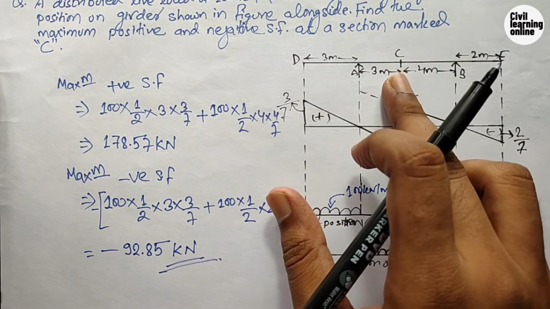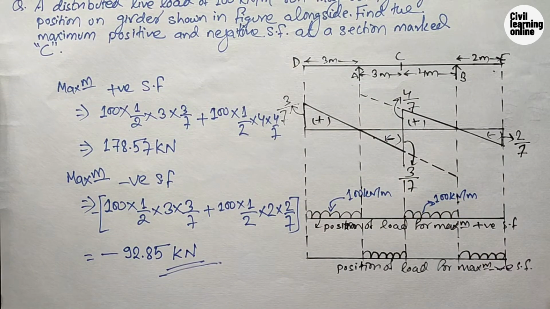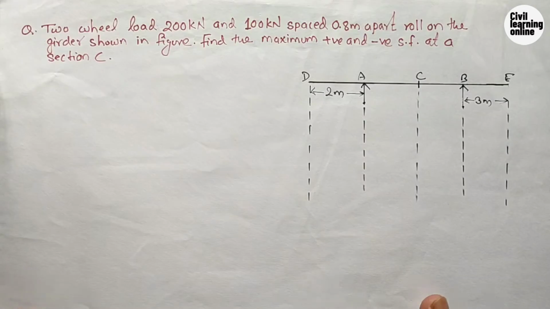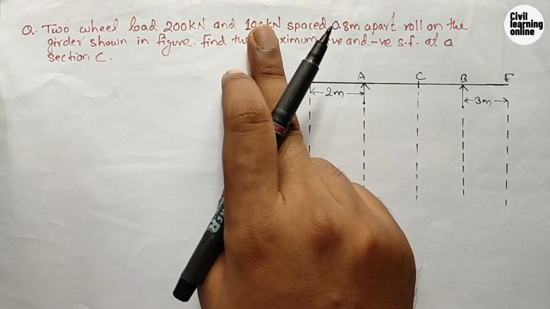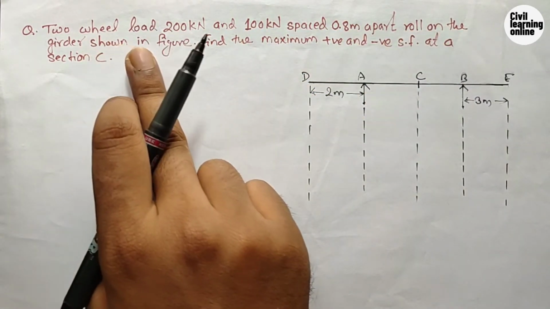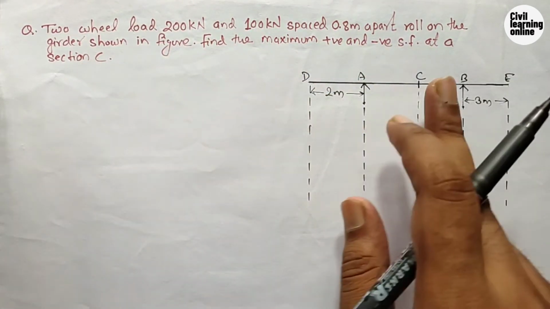Similarly, this was for the UDL. Let us have a look at one more example for the point load. So first I am going to write a question and then I will solve it using the same influence line diagram. The question says: two wheel loads, 200 kilonewton and 100 kilonewton, spaced 0.8 meter apart, roll on a girder shown in the figure. Find the maximum positive and negative shear force at the section C.